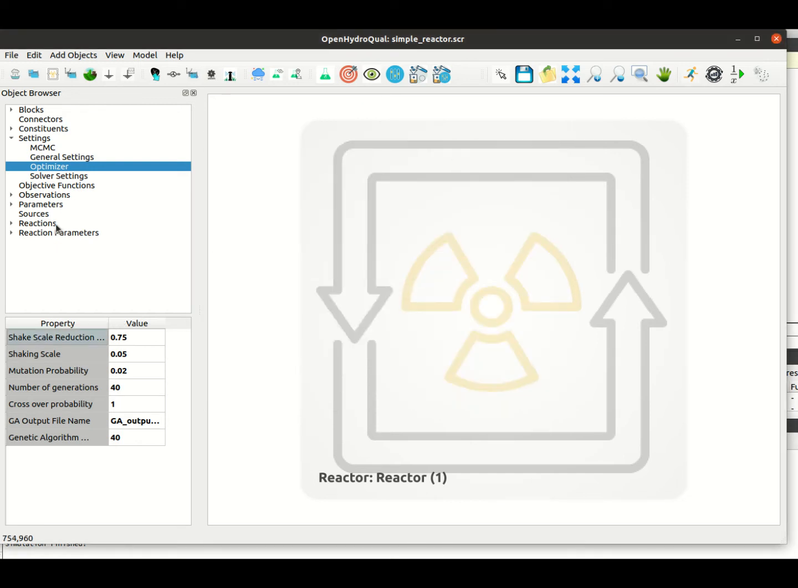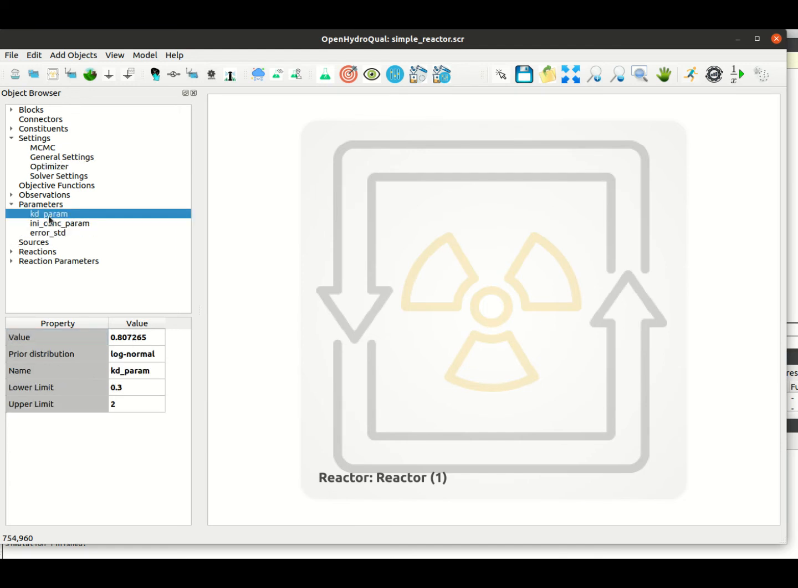I'm going to close it, and then we can look at the deterministic values of the parameters. If I click on the parameters, you can note that the values have changed from the values that we initially specified. We got 0.807 for KD, the initial concentration is 1.02, and the error standard deviation is 0.56. As you can see, the value estimated for the error standard deviation is pretty close to our lower limit.